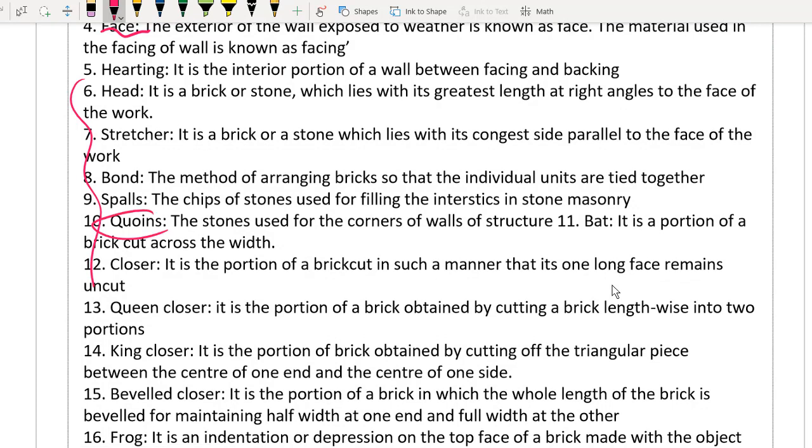What is quoins? See, walls will be on 4 sides, right? Let us say this is your home, you build 4 sides. The corner that is formed, whatever stones or bricks you are arranging at the corner at intersection, we will be calling it quoins. Okay, quoins, quoins. I hope you got it right. Next we have closer, queen closer. See, the bricks whatever we have, we will cut it into our required shape. Okay, so we are calling it queen closer, king closer. So let us say this is my brick.